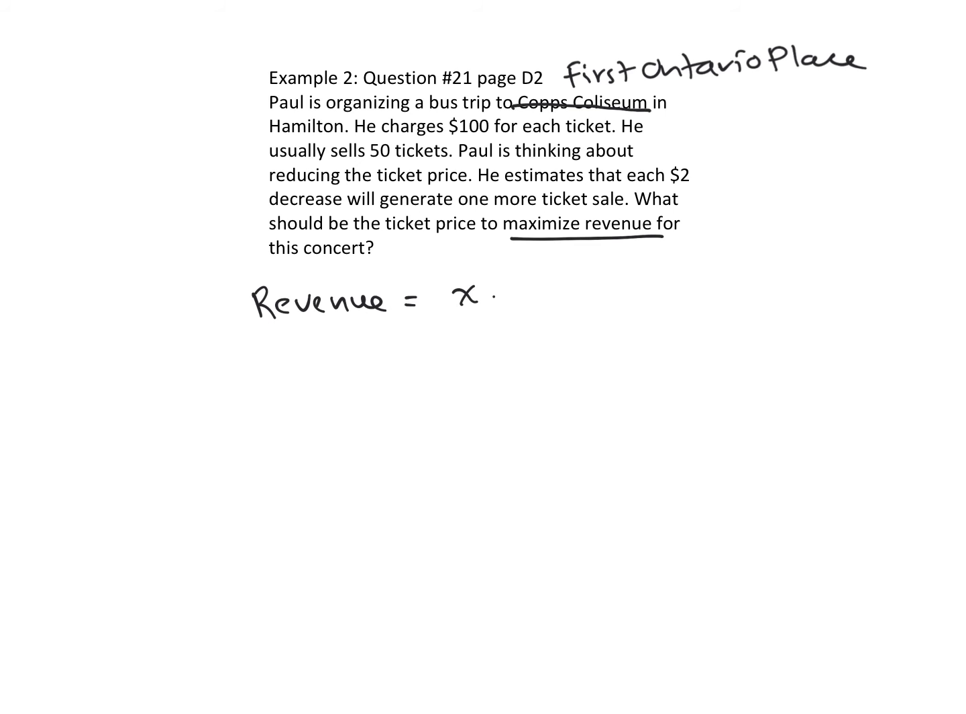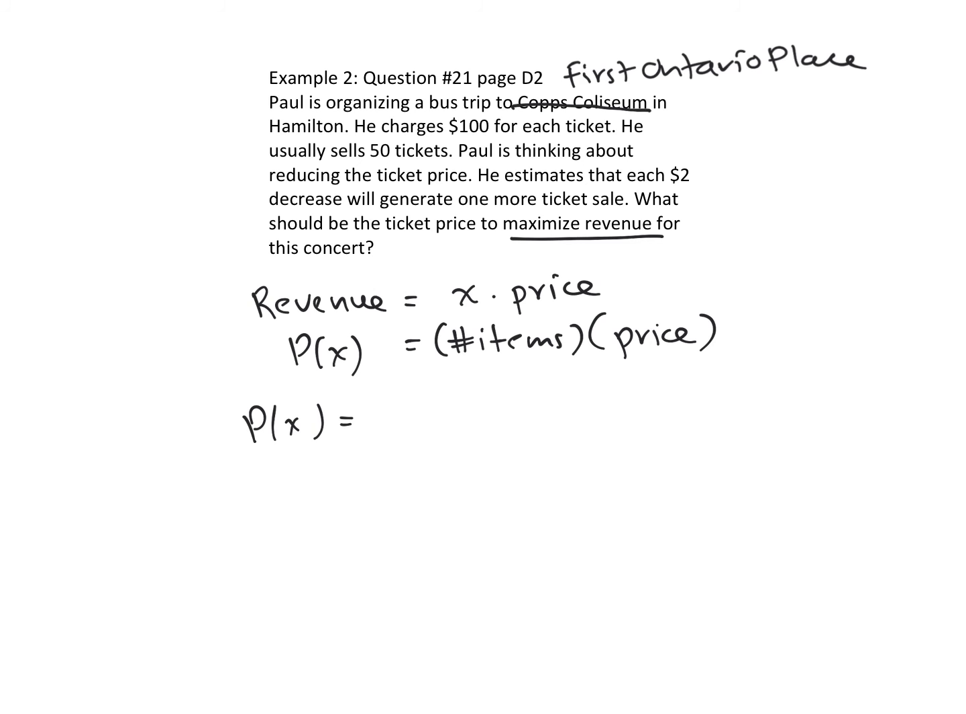So we're going to look at number of items times the price. Number of items is how many tickets he's going to sell and the price that he will sell them at. And so originally he was going to sell 50 tickets and the price was going to be $100. He's going to put the price of the ticket down by $2, and it will mean that he's going to sell 1 extra ticket. So if he lowers the price, he figures he can sell more tickets, but he'll get to a point where that's not going to be cost effective. So this is my function.